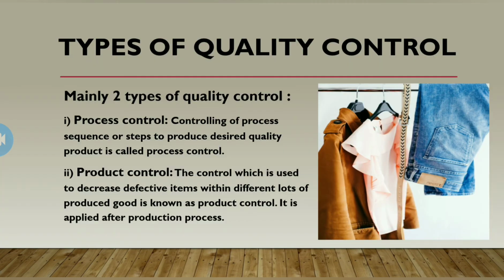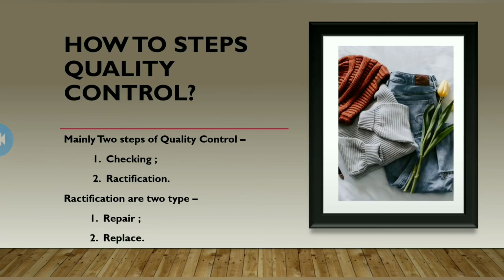Types of quality control. Mainly two types of quality control. Process control: controlling the process sequence or steps to produce a quality product is called process control. Product control: the control which is used to decrease defective items within different lots of product is known as product control. It is applied after the production process.